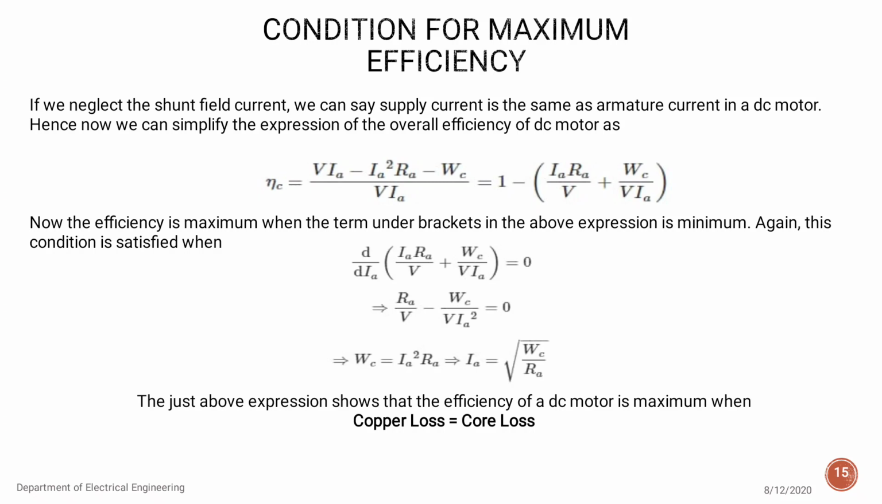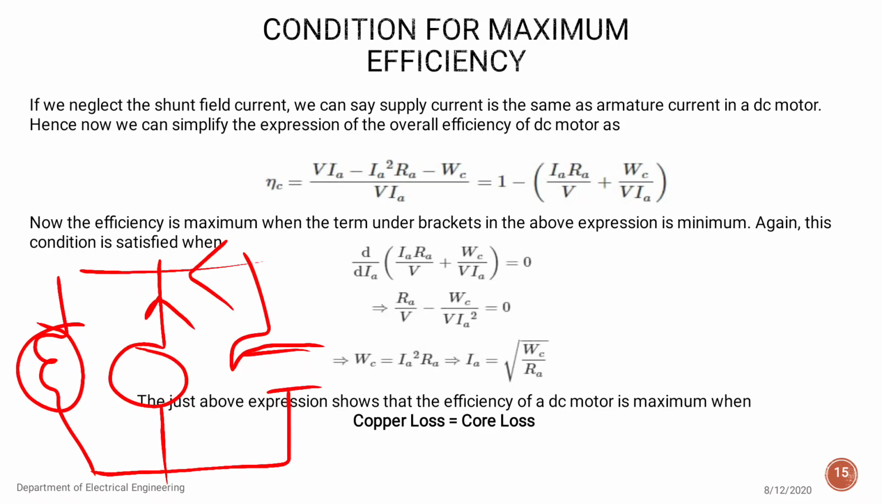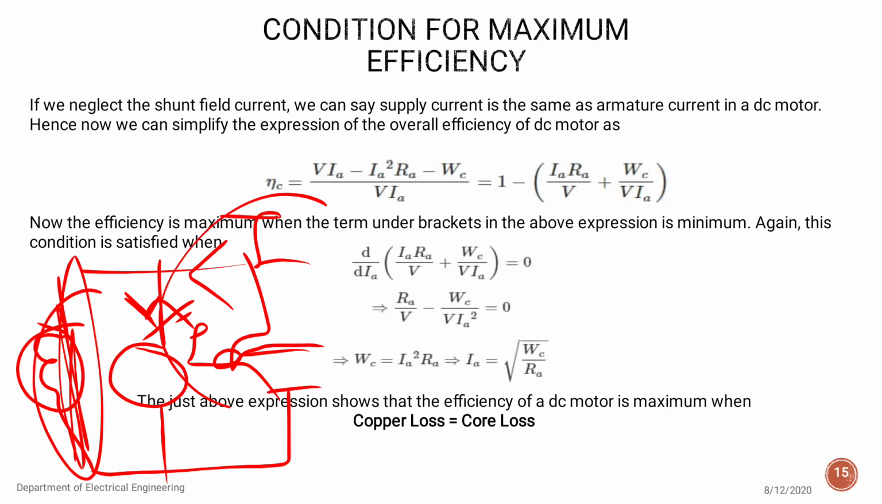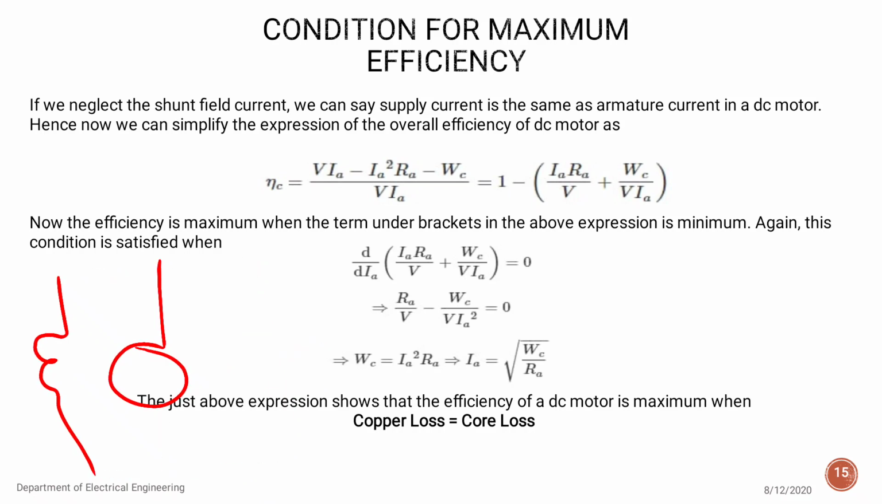If shunt field current is neglected, I will show you. See, this is a field, this is armature, and this is our DC voltage. This is a shunt field current, this is armature, and this is a line current, this is an armature current. Now tell me, if we neglect this current, then this I will become IA. Whatever I is, IA will be the same. That's why we have neglected that current and simplified the equation for the overall efficiency of a DC motor.